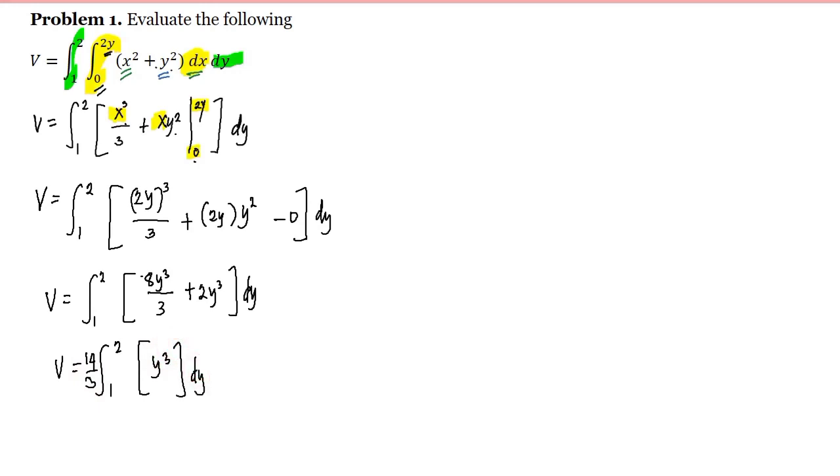So, after this, i-integrate ulit natin to using the integral of the limit 1 to 2 for the variable y. So, we have here v is equal to 14 over 3. The integral of y cubed is y to the 4th over 4. And of course, our limit from 1 to 2. So, evaluating our limit, we have here 14 over 3 for the upper limit.